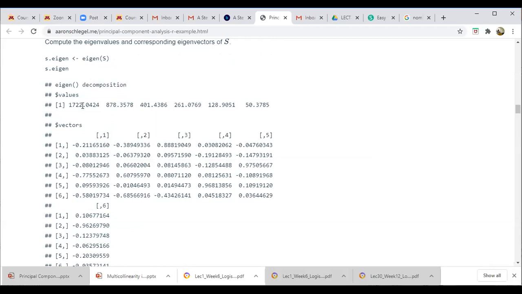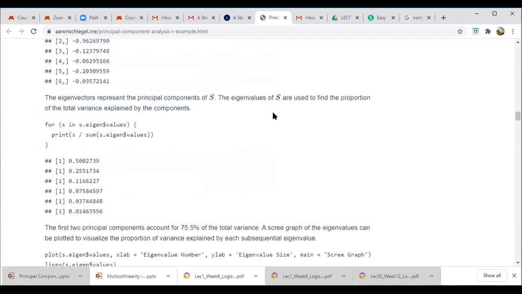This guy here, if I want to know the contribution of the first principal component, it's going to be the ratio of this guy divided by everything, divided by the total of everything. If I want to know the contribution of the second principal component, it's going to be this guy divided by the total of everything. And that's what I'm going to do for every one of them. And that was how I got this. Take a look at that.